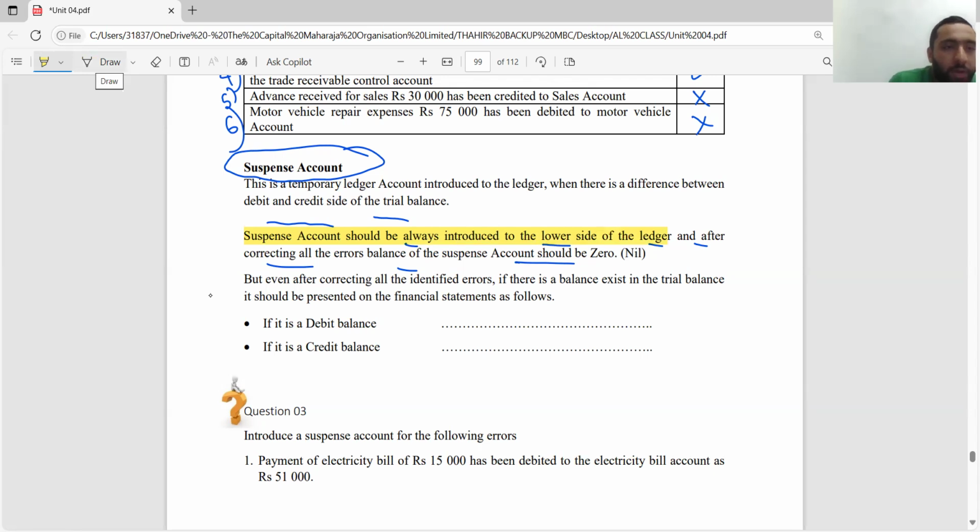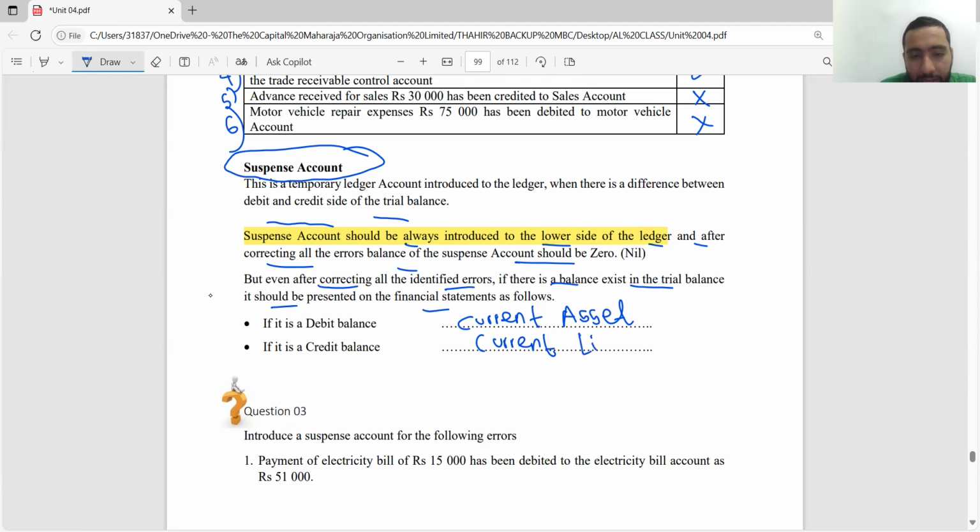Right? But even after correcting all the identified errors, if there is a balance that exists in the trial balance, it should be presented in the financial statement as follows. If it is a debit balance, it has to be in the current asset. Right? We will talk about this later. Don't worry now. If it is a credit balance, you are going to record this in the current liability.